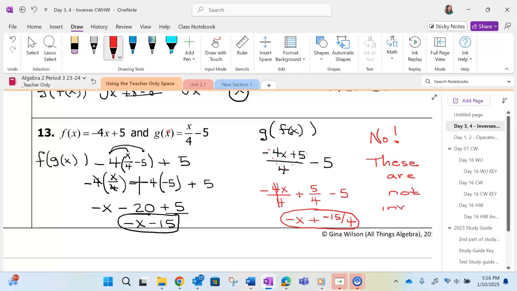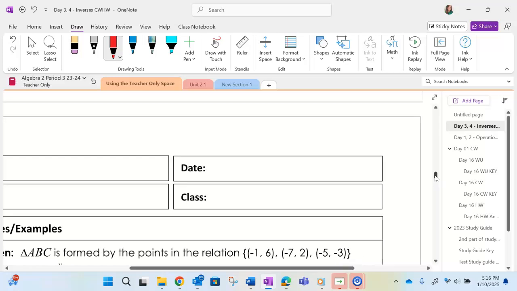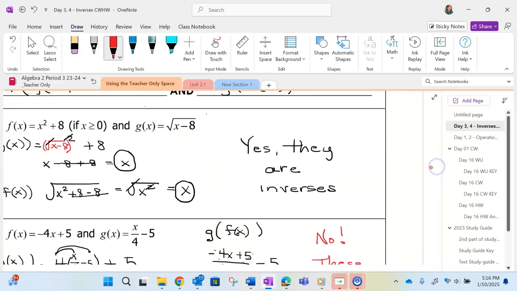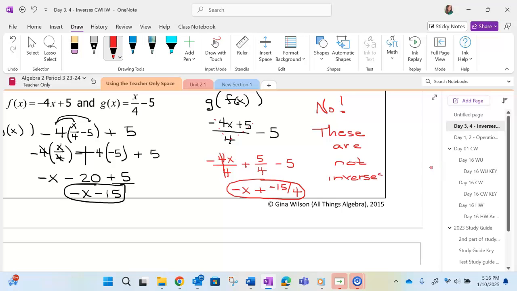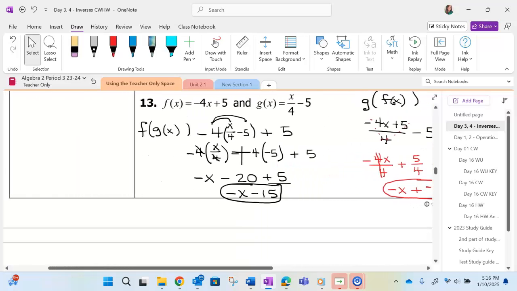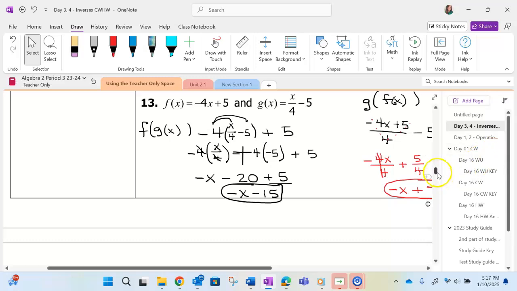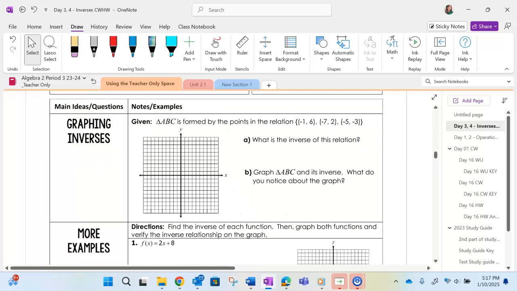Now, technically, I could have done the first one and stopped. But I wanted you to get some more practice in and try the second one too. And of course, they both don't equal x, so they are not inverses. Okay? All right. We are going to move on and learn about graphing.